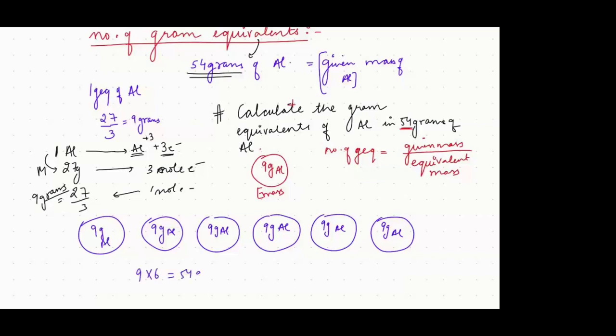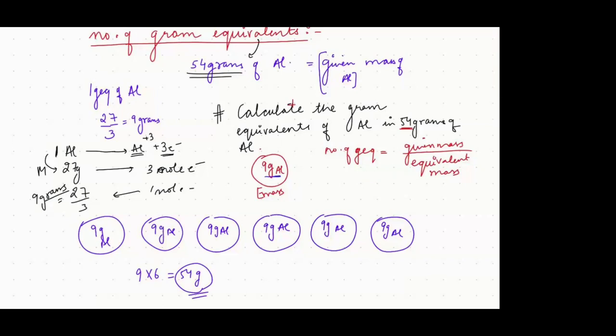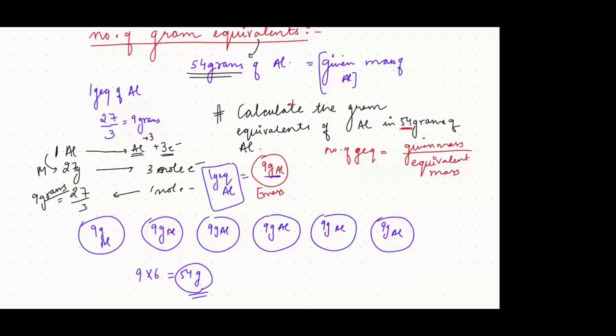So the question is, how would you divide 54 grams so that you get 9 gram packets of aluminium? Because that 9 gram aluminium packet is called 1 gram equivalent for aluminium. Do you understand my point? So 9 grams of aluminium would be called 1 gram equivalent for aluminium. So in 54 grams, how many such packets can you make? You can make 6.